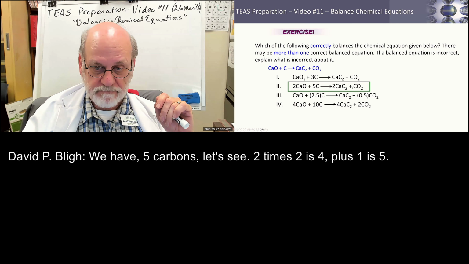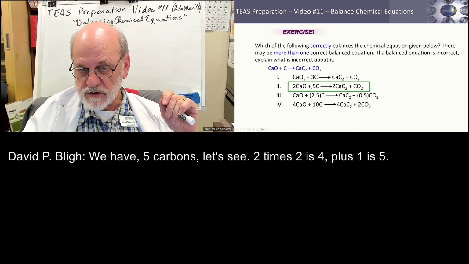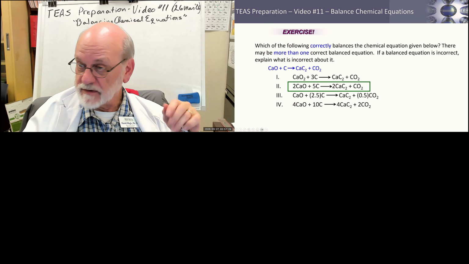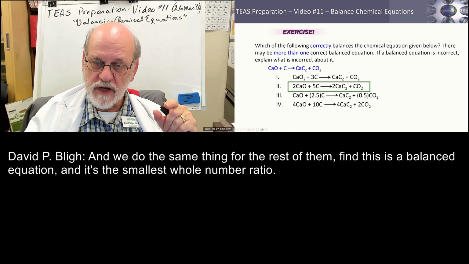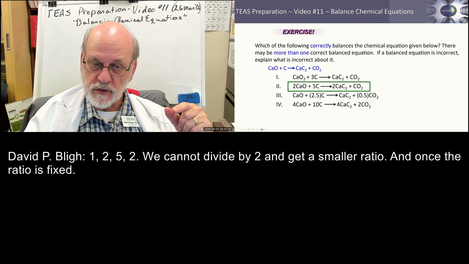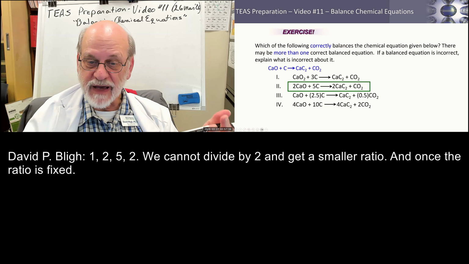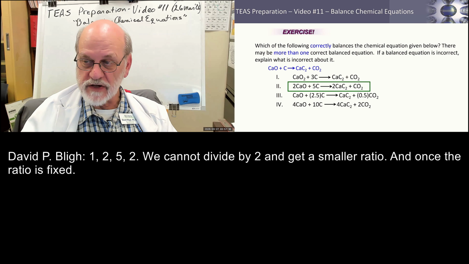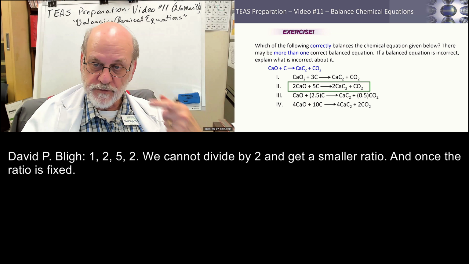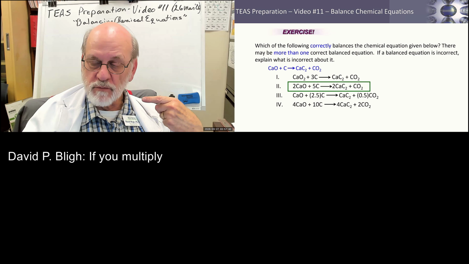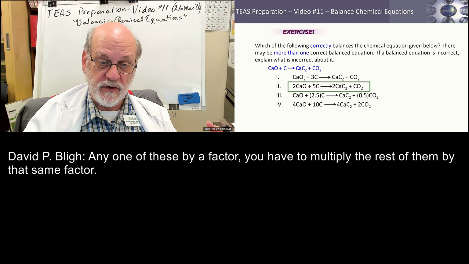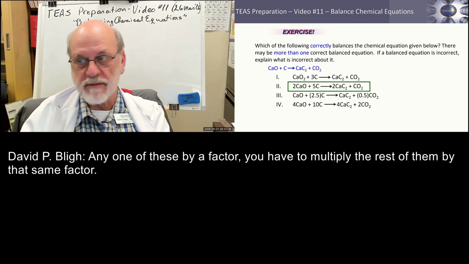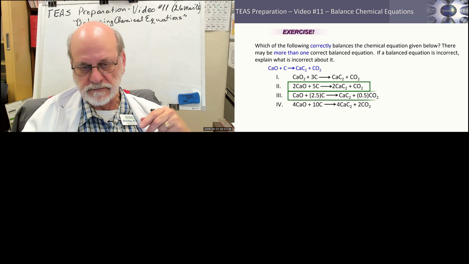We have 5 carbons. Let's see, 2 times 2 is 4 plus 1 is 5. And we do the same thing for the rest of them. We find this is a balanced equation, and it's the smallest whole number ratio: 1, 2, 5, 2. We cannot divide by 2 and get a smaller ratio. And once the ratio is fixed, if you multiply any one of these by a factor, you have to multiply the rest of them by that same factor.